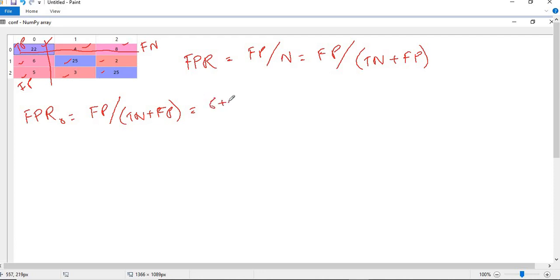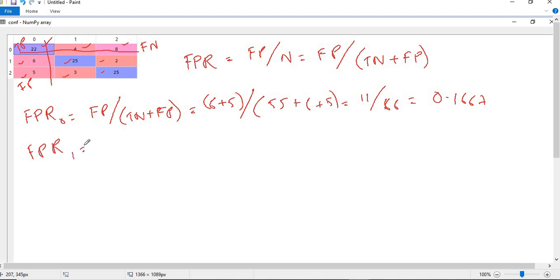6 plus 5, 6 plus 5 divided by total negative is how much? 22, 25 plus 2, this will be 50 plus 5, 55 plus 6 plus 5, which is equal to 11 by 66. And this 11 by 66 will be 0.1667. Okay.